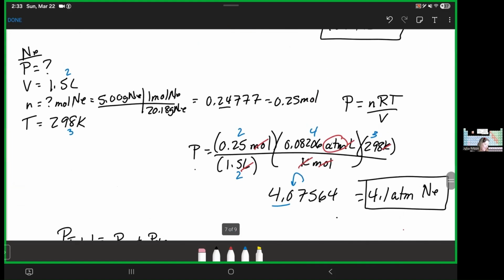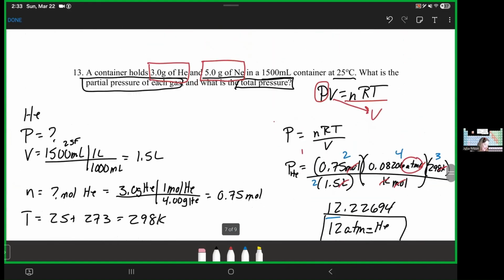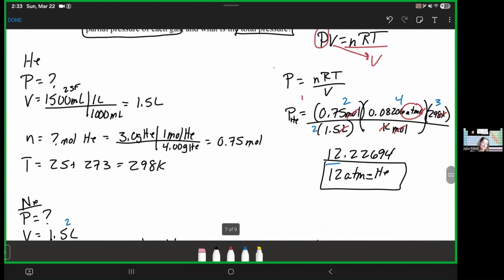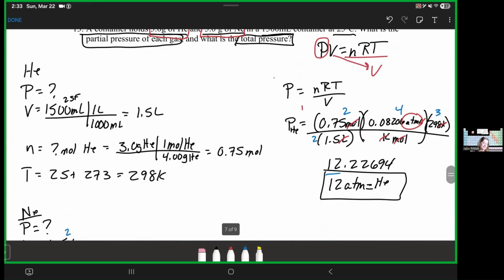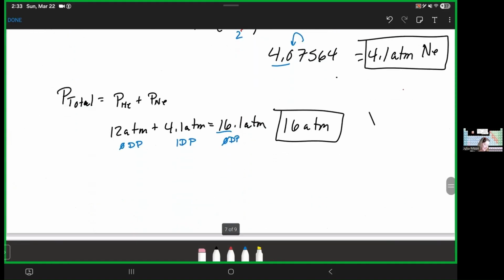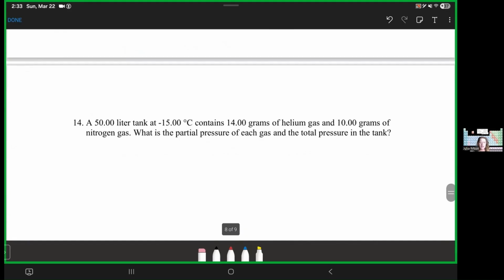Okay, so that problem seemed like it had a lot in it, and there was a lot to do. You had 2 gas laws you had to do because you had 2 gases, and then add those pressures up. That is a very valid problem that you could get on an exam or a quiz.